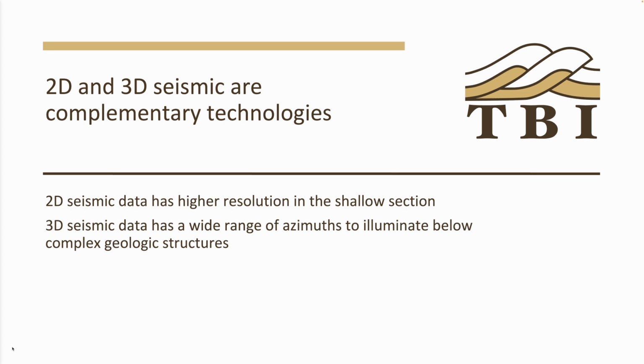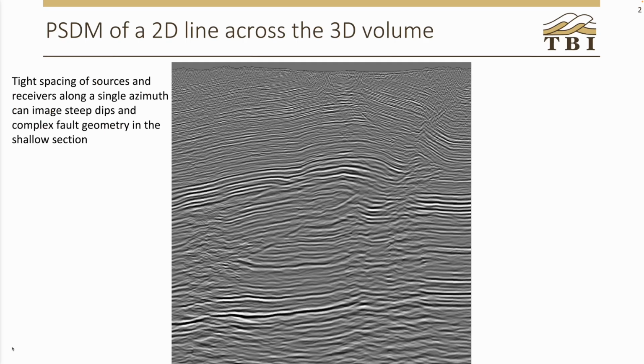So now what I want to show you is a field data example where 2D and 3D seismic data really show the complementary nature of the two technologies, where 2D seismic data has higher resolution in the shallow section, and 3D seismic data has a wide range of azimuths to illuminate below complex geologic structures. So here's the data set.